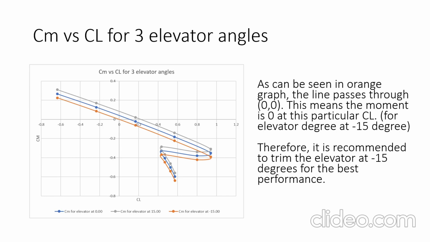When looking at the moment coefficient and lift coefficient for three elevator angles, as you can see in this orange graph, the line passes through 0, 0. This means that the moment is 0 at this particular lift coefficient. This one is for the elevator angle at minus 15. Therefore, it is recommended to trim the elevator at minus 15 degrees for its best performance.